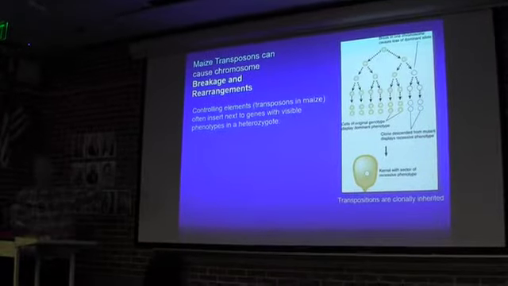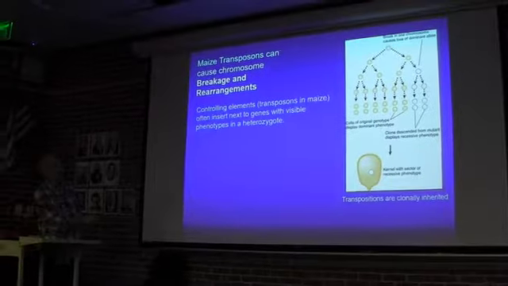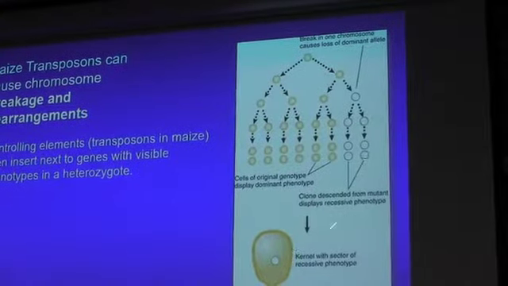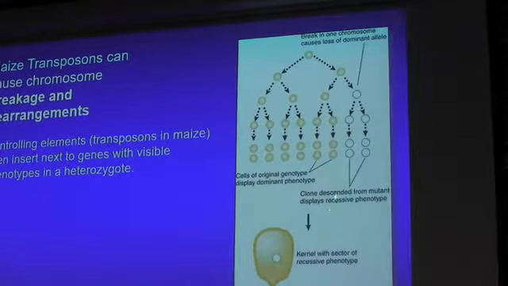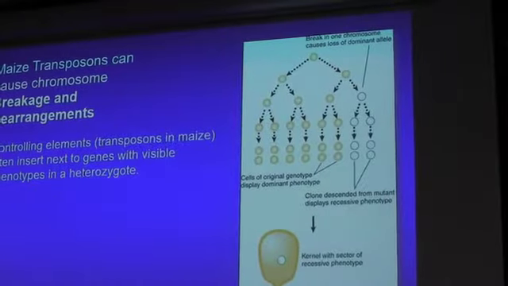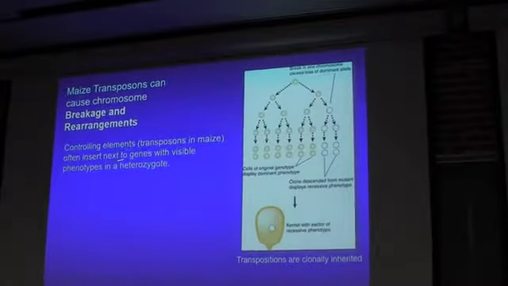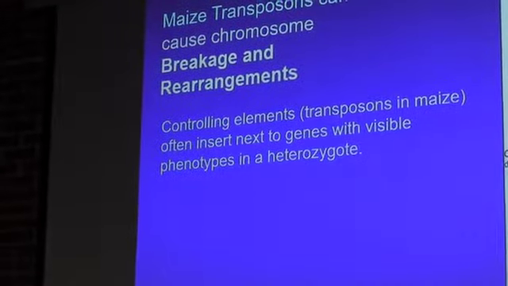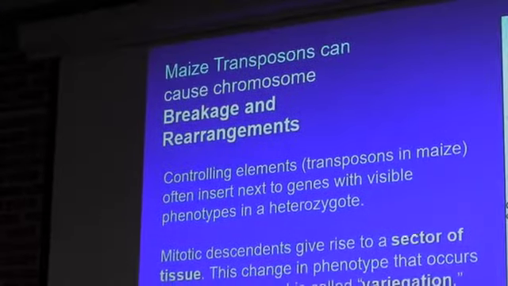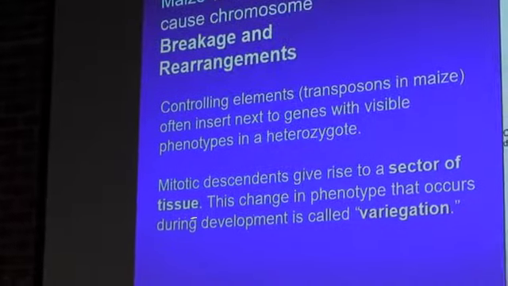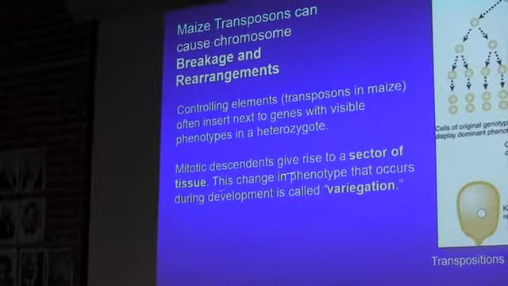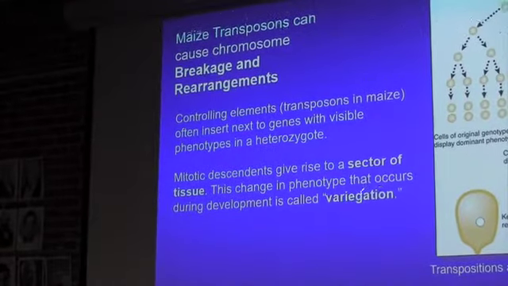This is what I just talked about. You see where you get these chimeras, you get a jumping out, a reversion, then you get either a white spot or a region with color. Controlling elements in certain extra genes with visible phenotypes. And heterozygote, mitotic descendants give rise to a sector. This is called a sector. And this change in phenotype is called variegation.